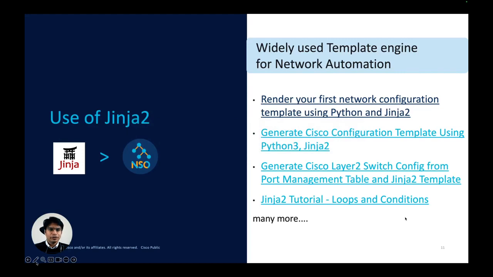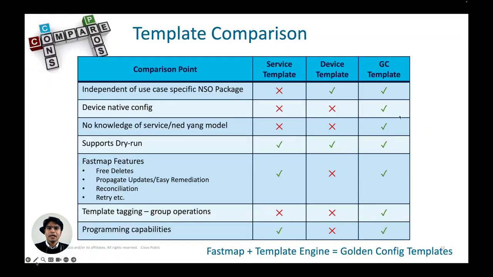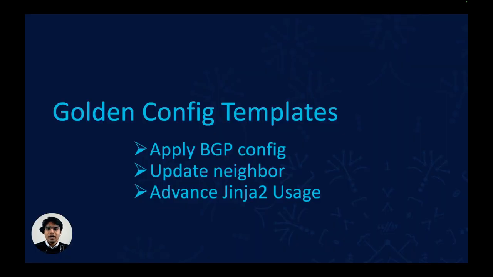Let me go back to slides. Yeah, and one table on the template comparison, what is offered by service template, device template, and golden config templates. So golden config really combines both the worlds together. It gives the templating capabilities and simplicity, combined with the advantages of NSO FastMap. Let's see golden config template in action.